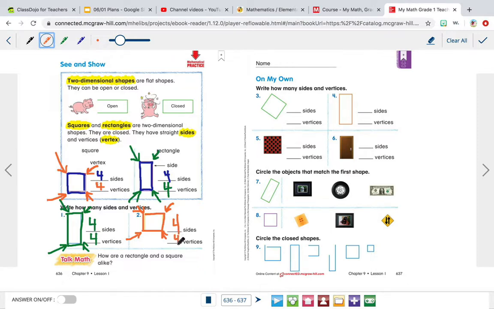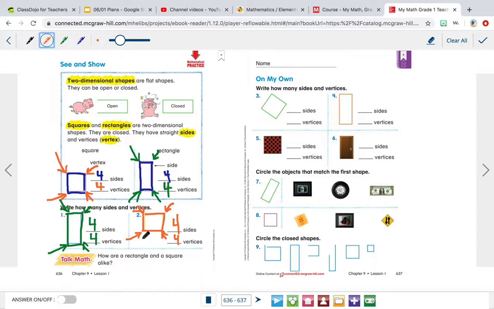Now for talk math, it says, how are the rectangles and a square alike? So we know how they're different. One is longer than the other. But how is a rectangle and a square alike? So talk it out with your family and tell me, how are a rectangle and a square alike?